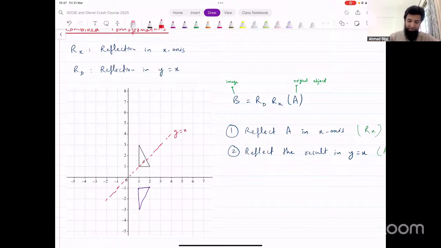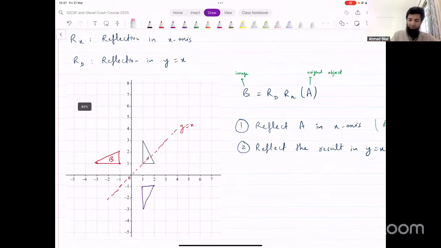You reflect in this line now. 1 unit diagonally, and that goes here. You've got 1 point here. And then this point, 1, 2, and then it goes 2 units on the other side. This is another point. And then 1.5, 1.5. This is the other point. This is going to be your triangle B after applying those two transformations.